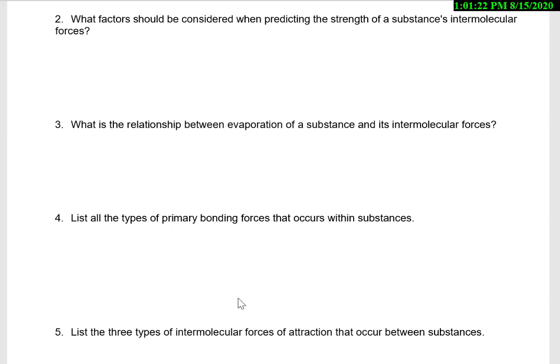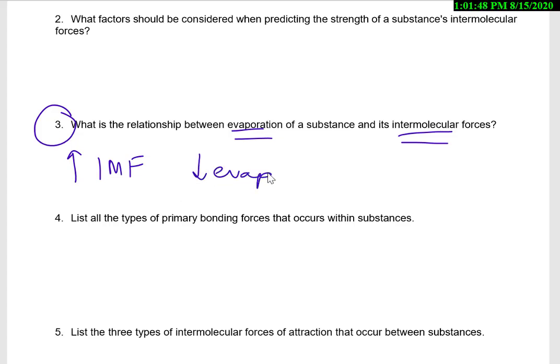You'll complete all of the pre-lab, but here I'll focus on number 3 because it is kind of the whole understanding of the lab. If we think about evaporation and a substance's intermolecular forces, what we know is that the higher the intermolecular forces between substances, then the lower the evaporation rate. Because the molecules are more attracted to one another. So if they're really attracted to each other, such as hydrogen bonding, then they're not going to evaporate very readily because they are attracted to one another.